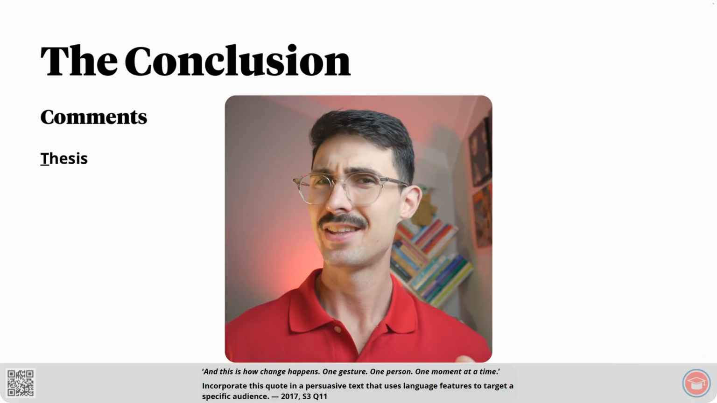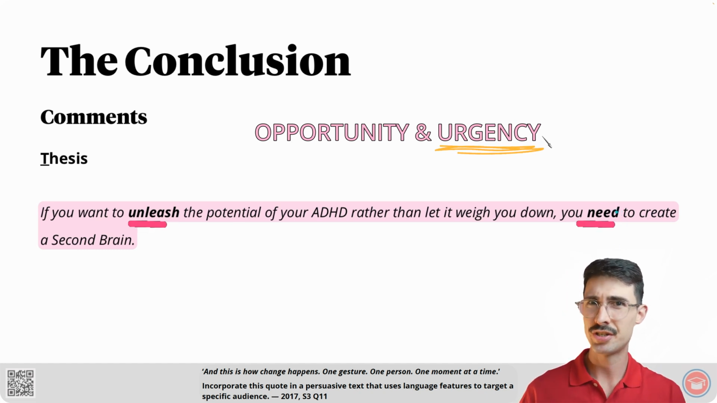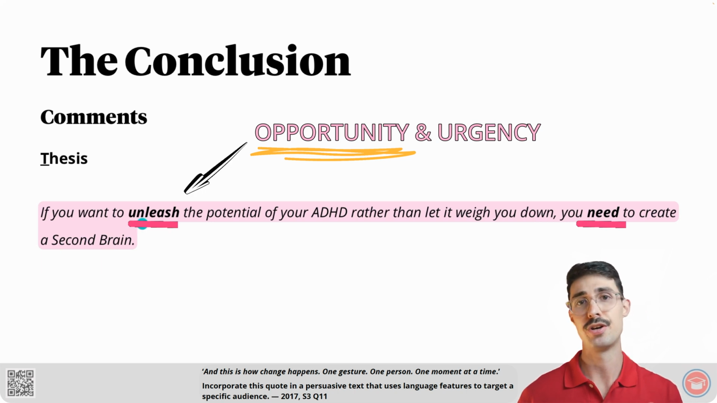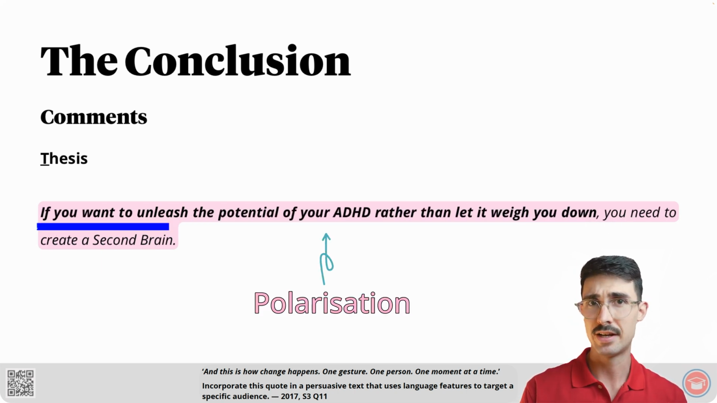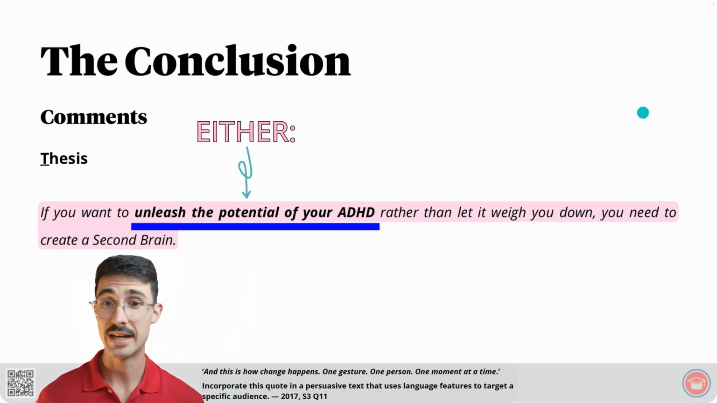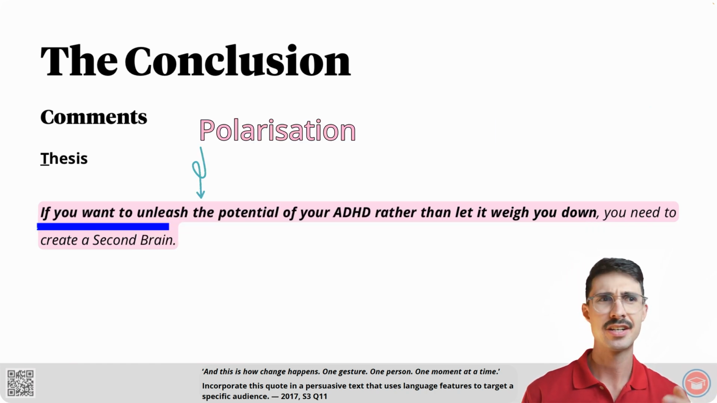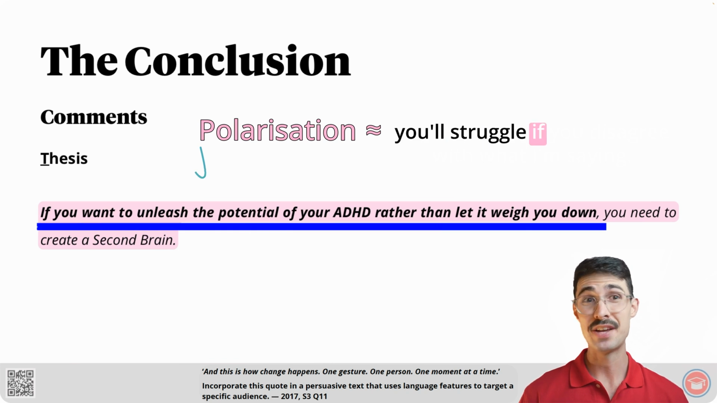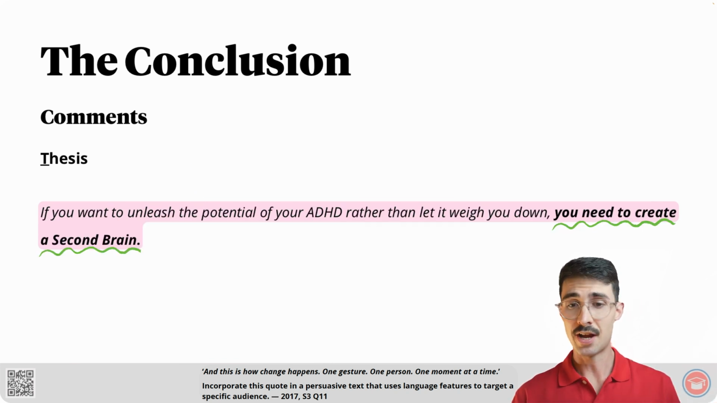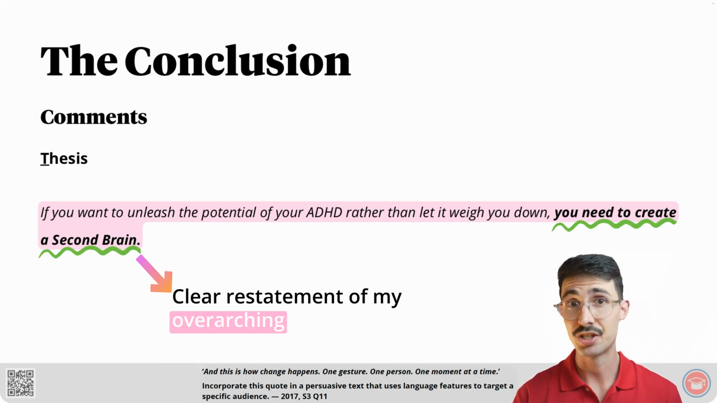So, this thesis is all about urgency and opportunity. The words "unleash" and "need" convey a sense of urgency and opportunity. Specifically, "need" creates urgency and "unleash" conveys opportunity. Also, this highlighted part on the slide incorporates polarization. Either you unleash the potential of your ADHD or you let it weigh you down. Basically, the use of polarization here conveys the underlying message: you'll struggle if you disagree with what I'm saying. This final phrase, "you need to create a second brain," is a clear restatement of my overarching argument, my thesis.